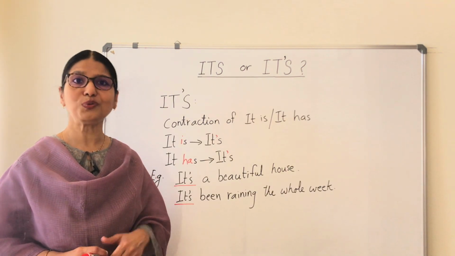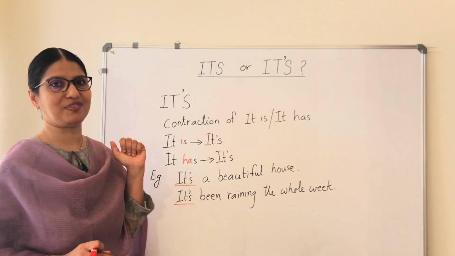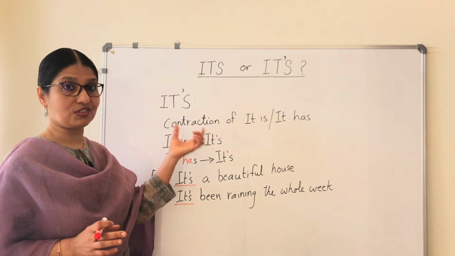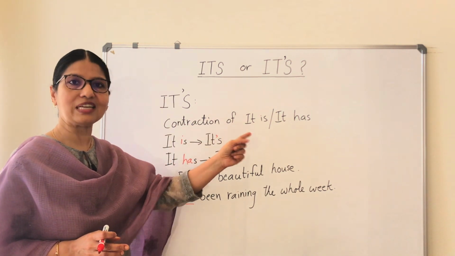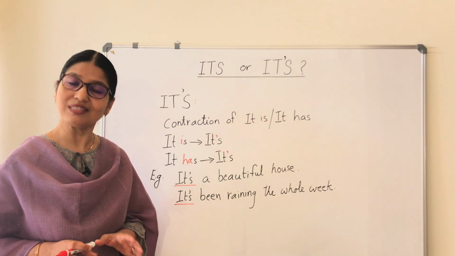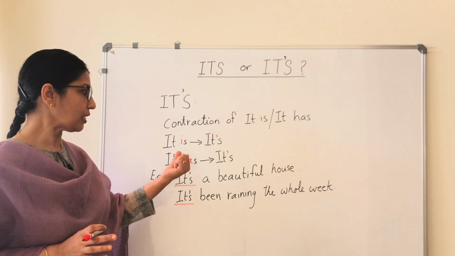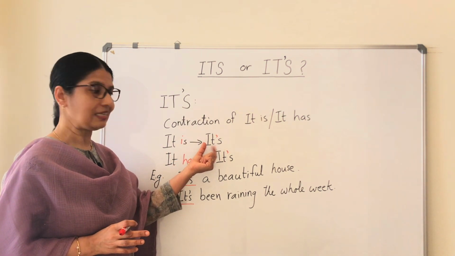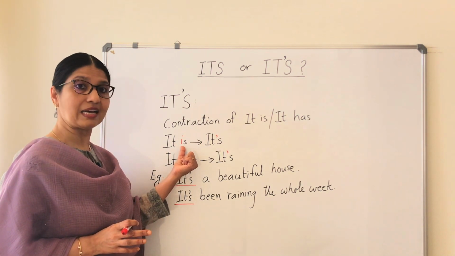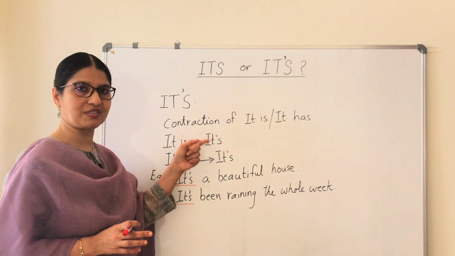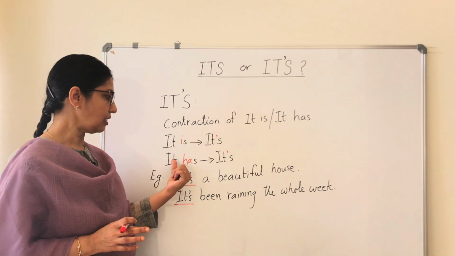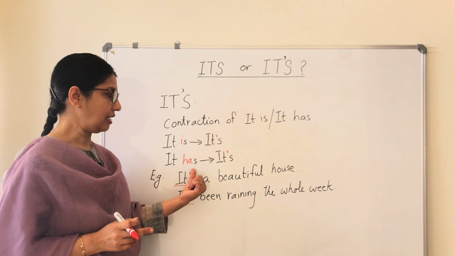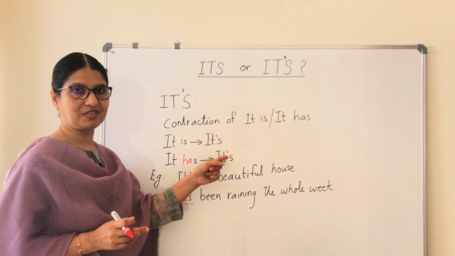Now moving on to it's with an apostrophe. What is it's? It's is nothing but a contraction of it is or it has. Contraction means short form. So here you can see that it is contracted into it's, and I removed I here and that is denoted here with the help of an apostrophe. Similarly here, it has, I removed two letters, H A, and that has been shown with the help of an apostrophe.